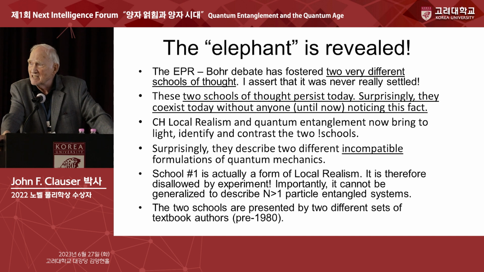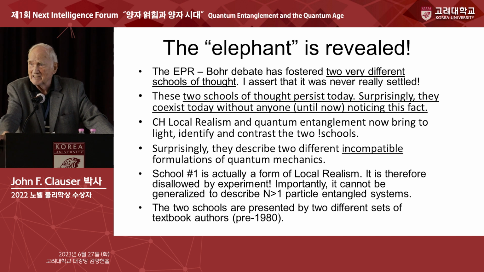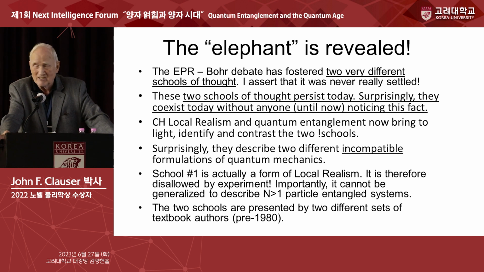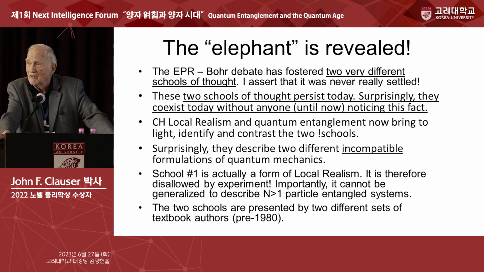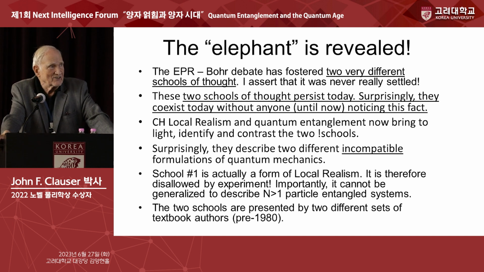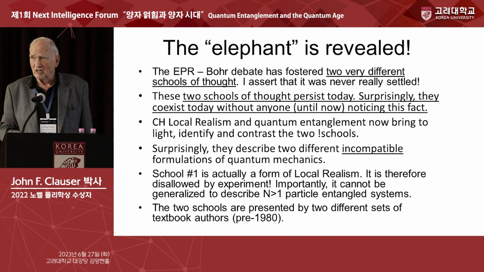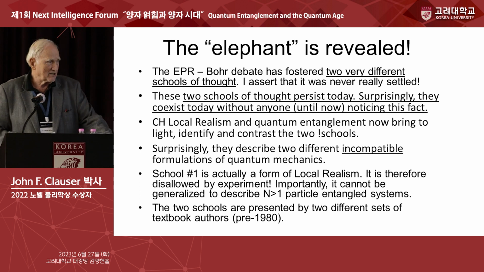The fact that they existed is what I will call an elephant in the room that's been hiding in plain sight for 80 years, at least. Nobody except me, as far as up till now, seems to have noticed this fact. But once you start paying attention to what the demise of local realism says, it becomes pretty obvious. These two different formulations are actually mutually incompatible. The first school essentially is a form of local realism, and therefore it is incorrect.